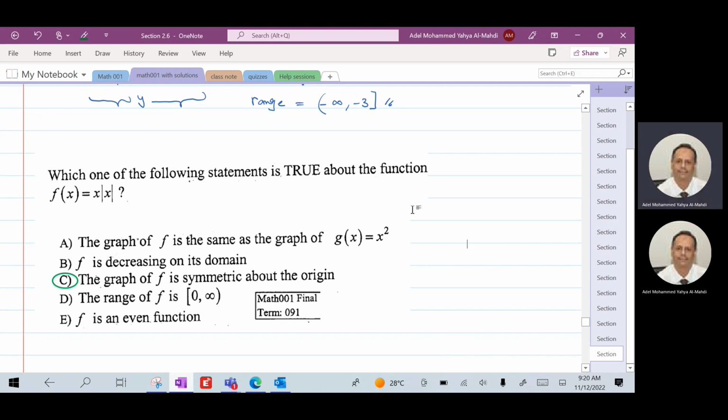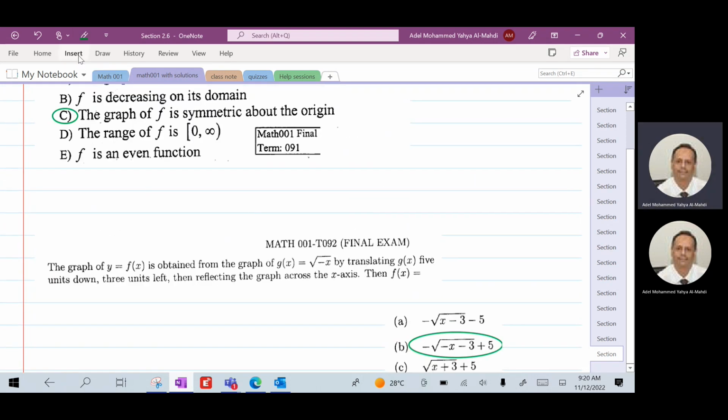So this function is odd. It is symmetric about the origin. I will leave it for you for discussion.